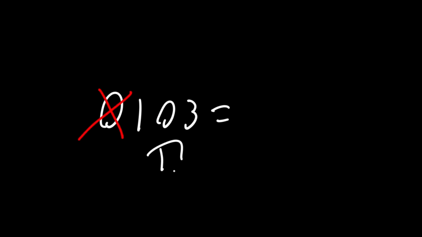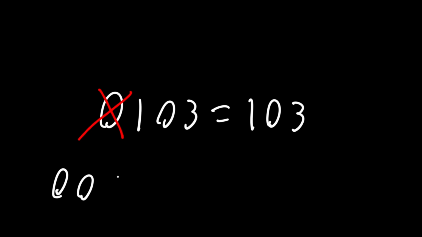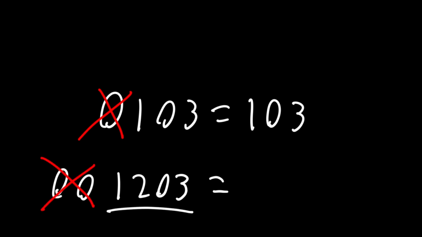What if we had 0, 1, 0, 3? The 0 in front doesn't mean anything. But the 0 in the center does, because 103 is a real number. So this just equals 103. Now what about 0, 0, 1, 2, 0, 3? The 2 zeros in the front don't mean anything, but 1, 2, 0, 3 is a real number. So this just equals 1, 2, 0, 3.